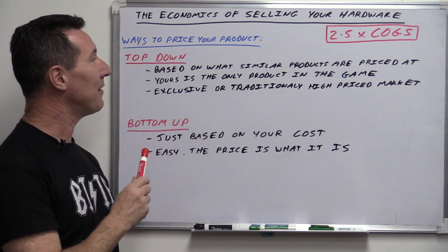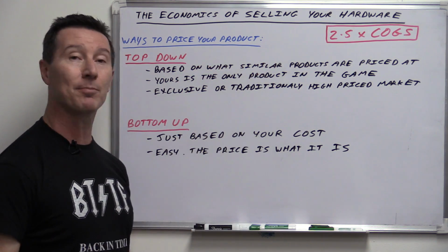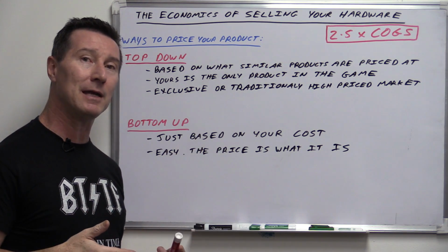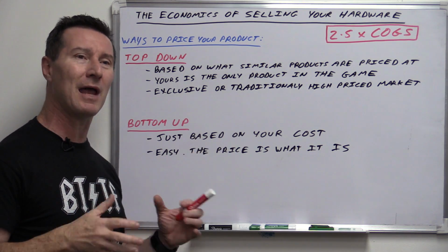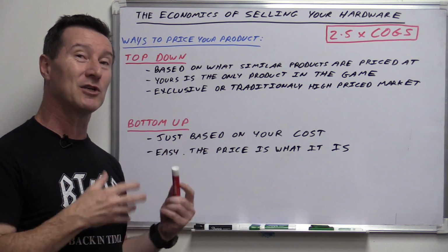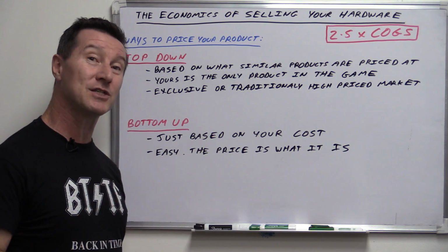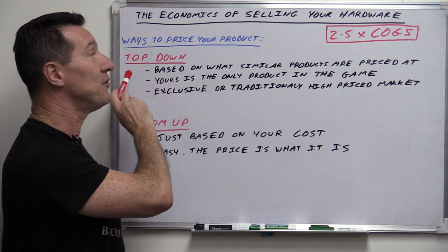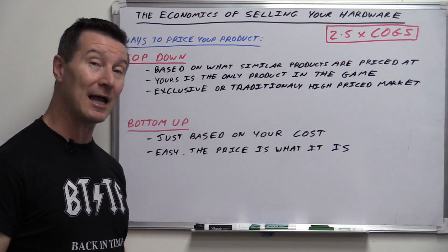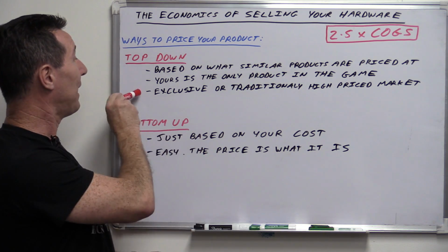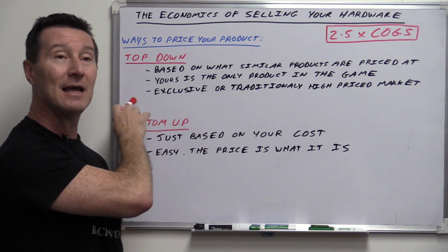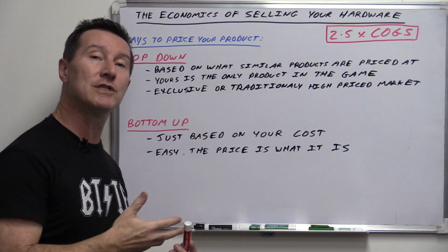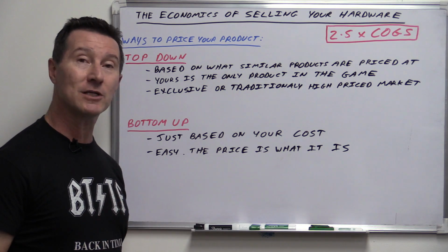The top-down method can be based on what similar products are priced at. So you look at the market out there, what are similar competing products. Yours is a bit better in some way, but you probably don't want to charge a lot more. You want a similar price to existing products. Or you could use this method if yours is the only product in the game, for example. That includes the third point here, that you could pretty much charge anything you want in an exclusive or more traditionally high-priced product, for example.